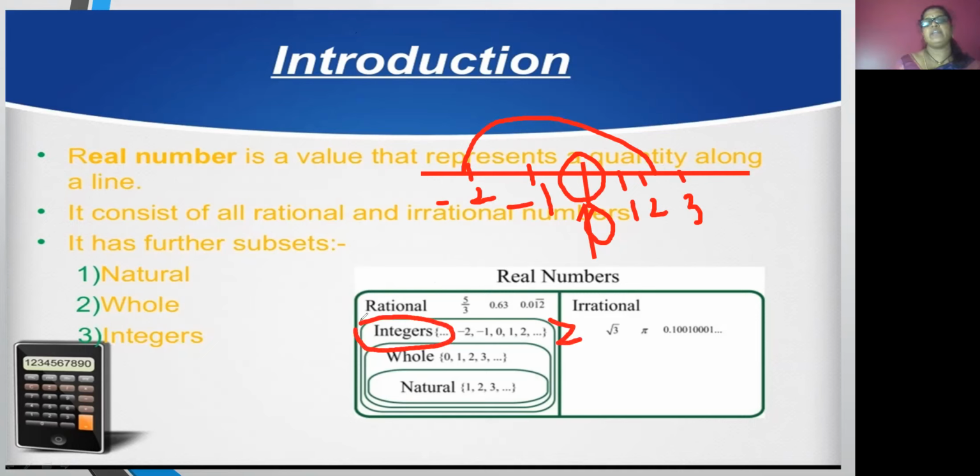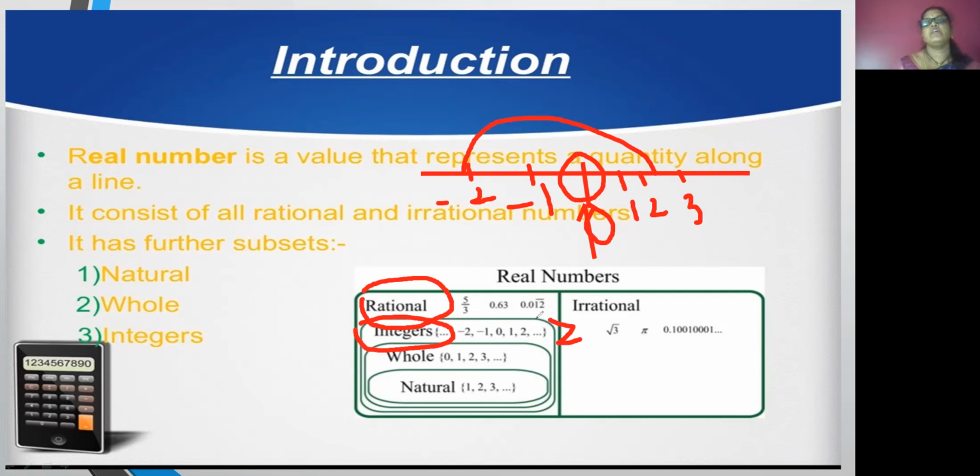And if I add some fractions to these integers, what is a fraction? Part of a whole. If I add fractions to integers, then it is considered as rational numbers. Numbers which can be written in the form of p by q are called rational numbers.